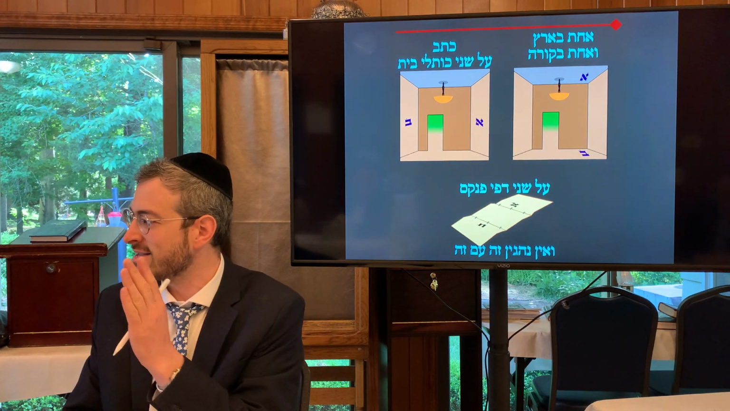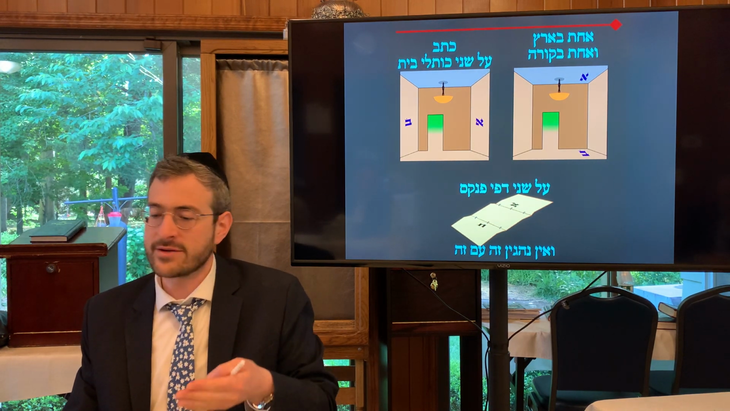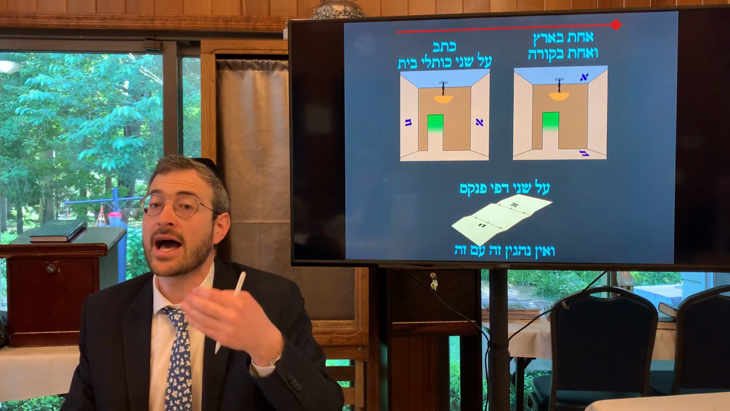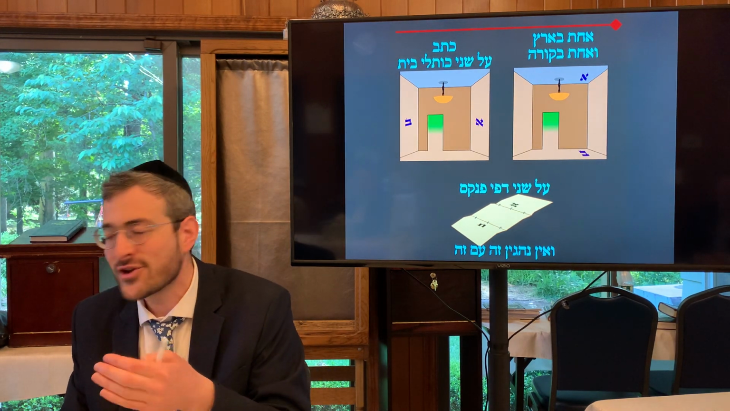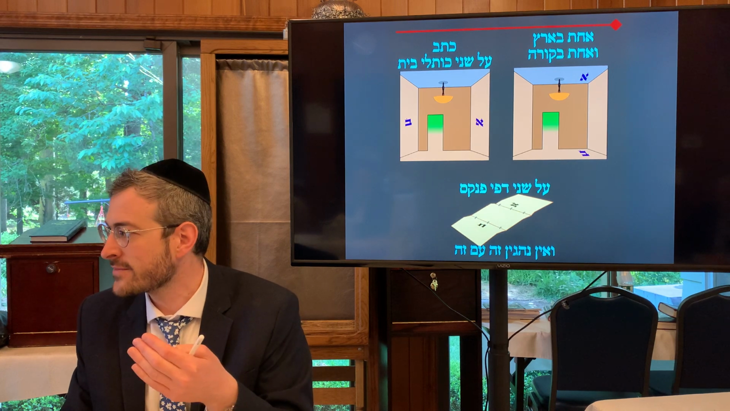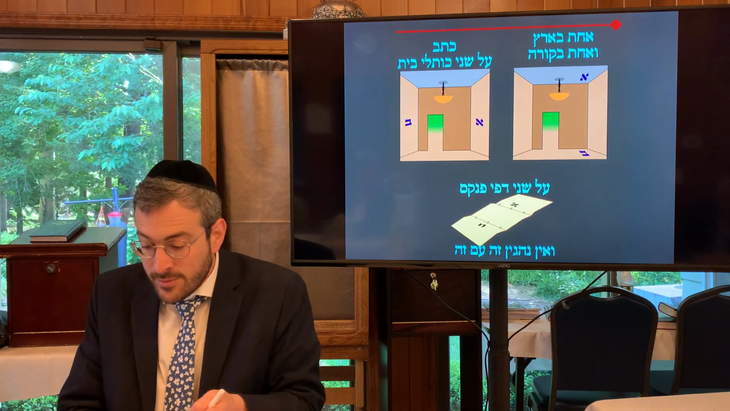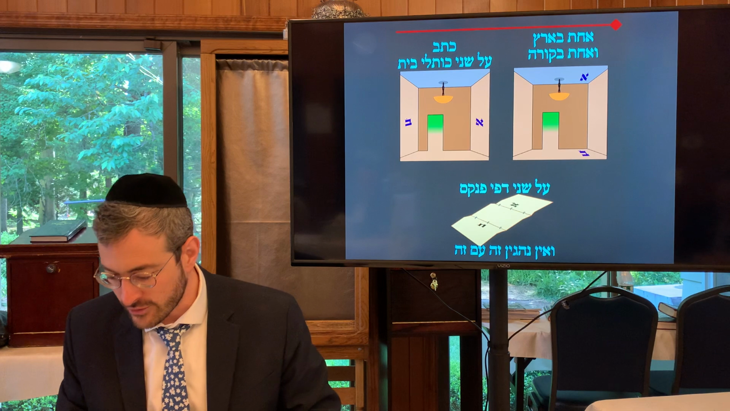But they could be read near each other. You just have to actually bring them physically together. But it's not missing a melacha, let's say, of cutting. You don't have to do any cutting or rearranging. You just happen not to be near each other. But they could be read near each other. Therefore, says the Gemara, that would be chayiv.